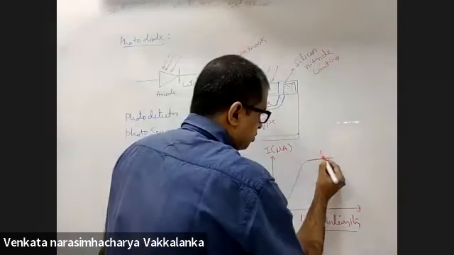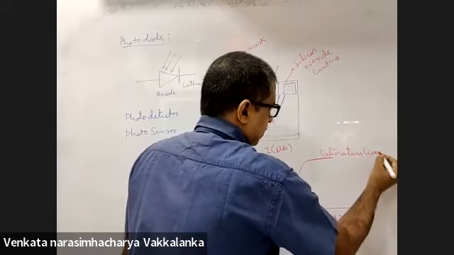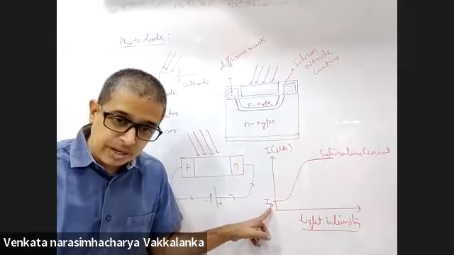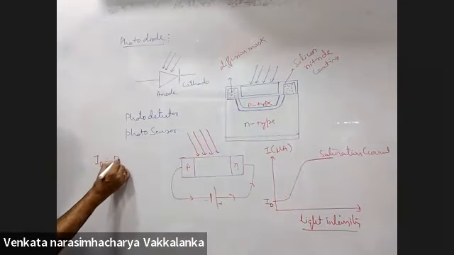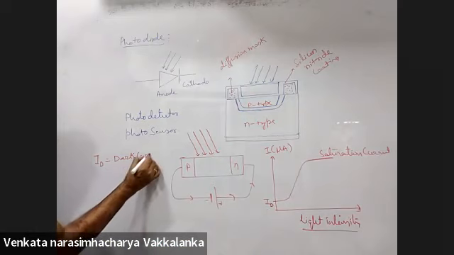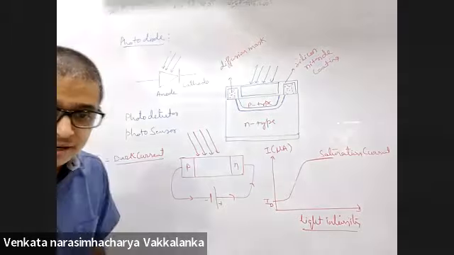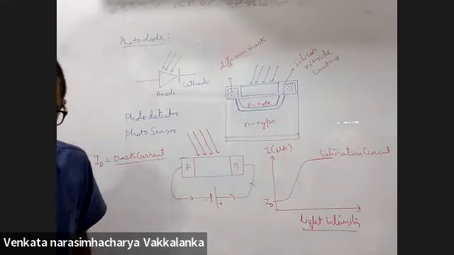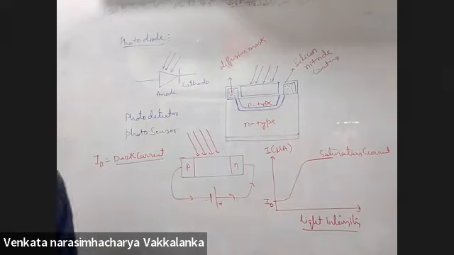Right? This will be called saturation current. When light intensity is 0, you are finding some magnitude of current. That is dark current. ID is dark current. They asked you a question on it in the question bank for 1 mark: What is dark current in photodiode? Right. The second thing that they asked is dark resistance.